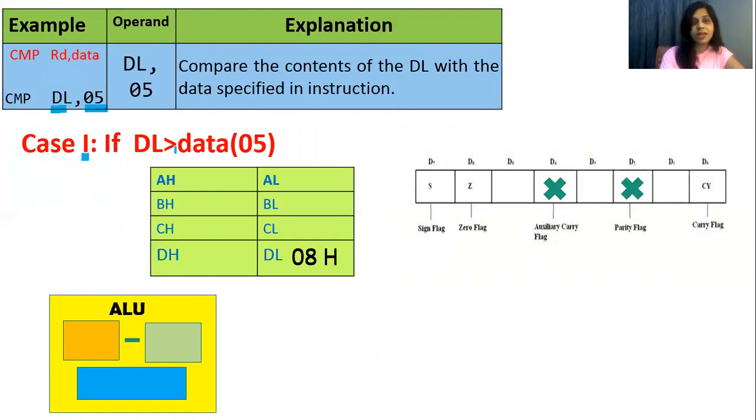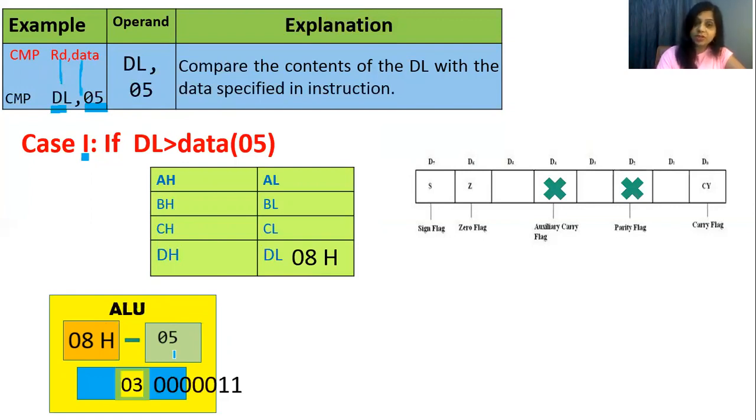If the number in DL is greater than data. So here it is shown DL holds 0.8. So 0.8 is greater than this 0.5. 0.5 is the data available in the instruction. So what this instruction will do, it will take the contents of DL, it will take data. Always remember, in compare instruction, it is destination operand minus source operand, whatever it is. So it is 8 minus 0.5.